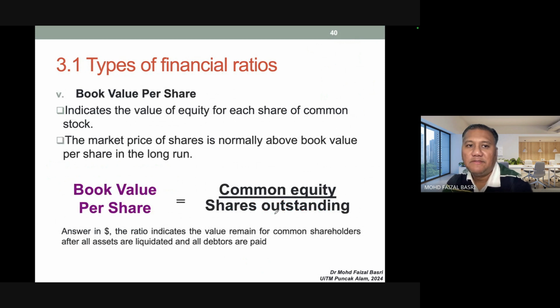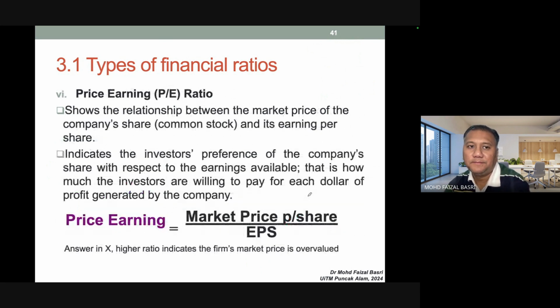Okay, number 5, book value per share. So common equity kita boleh dapat dalam balance sheet tadi. Again, we divide with number of shares outstanding also. Okay, then we get the book value per share. And the last one is price earning ratio, PE ratio. So still market price per share yang I explained tadi, and we divide with earnings per share from the first ratio just now to get the PE ratio. Okay, so for all selalunya lagi tinggi lagi bagus lah.